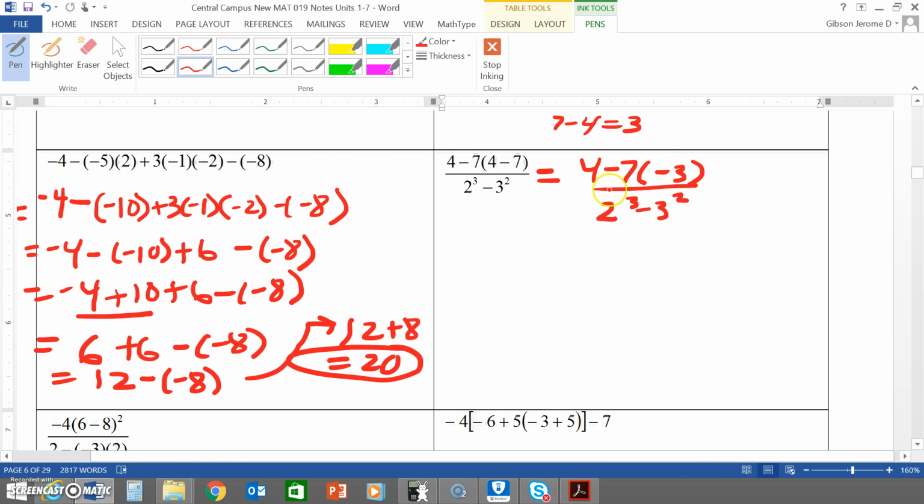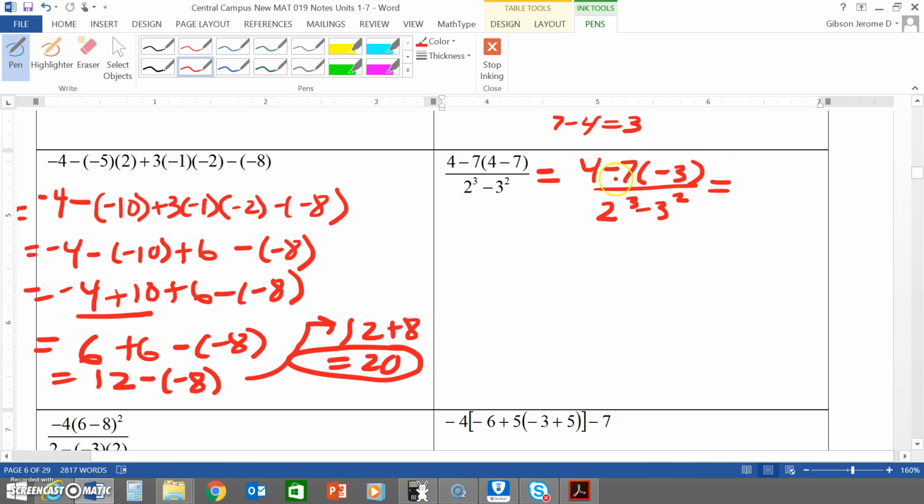Now, let me explain something here with this fraction bar, which we look at as parentheses. What this means, this is a separator. That means we do everything in the numerator, get that value. Do everything in the denominator, get that value, then divide them. So we can finish up the numerator.